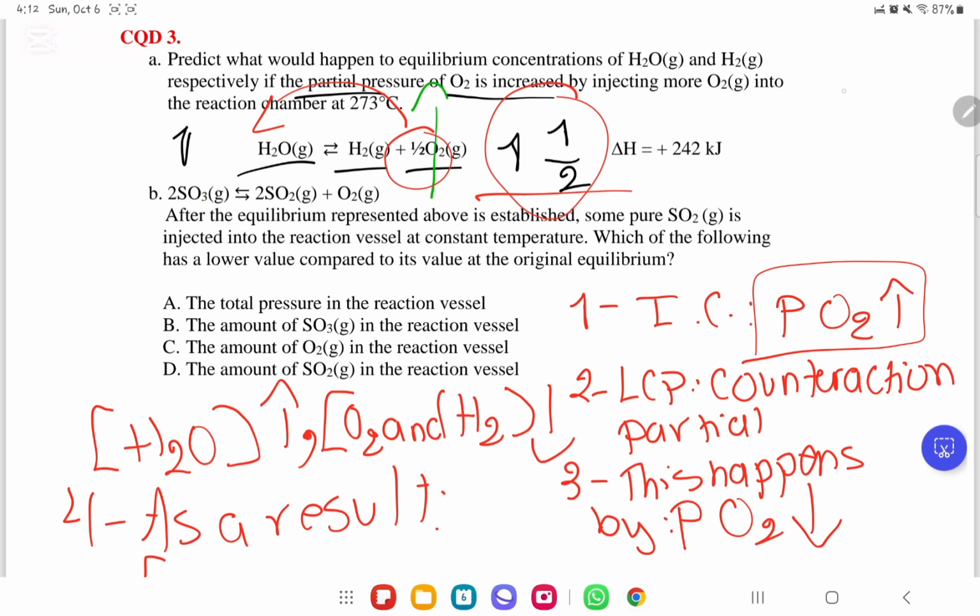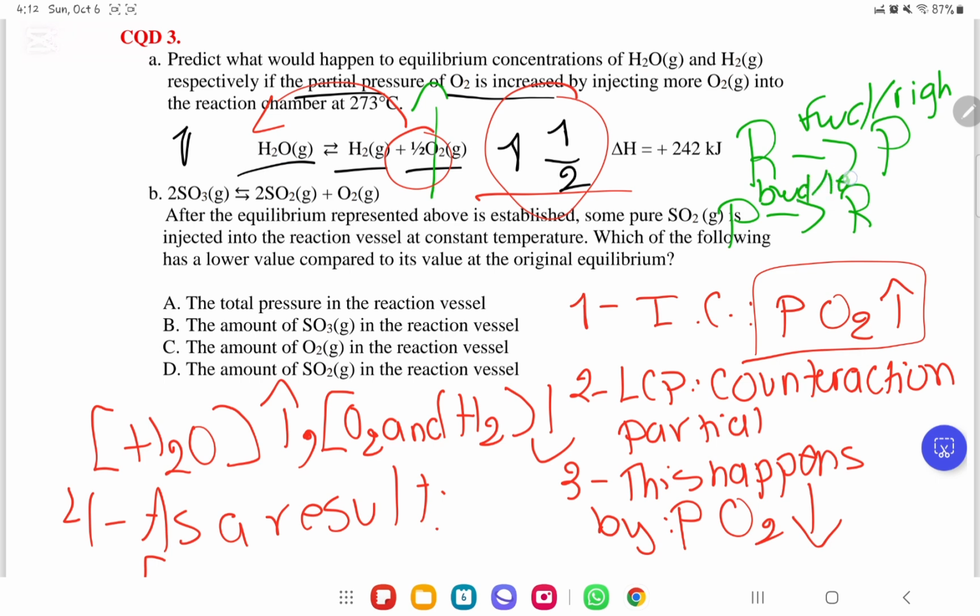Now, is this a forward or a backward shift? We know that from reactants to products, it is a forward or right shift. However, from products to reactants, it is a backward or left shift. So here we're going from the products to the reactants. So this is a backward or a left shift.